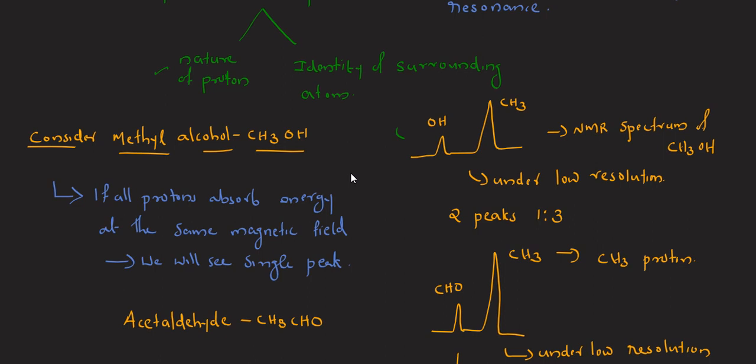Now in nuclear magnetic resonance, we are describing the interaction of the nucleus with the radio frequency region, placed in a magnetic field. It is actually the protons in the nucleus that absorb the radiation and undergo transition. So if all the protons absorb energy at the same magnetic field, then we will see a single peak. However, we can see two distinct peaks in methyl alcohol under low resolution. Then one proton corresponding to OH and one proton corresponding to CH3. We can say it is a CH3 proton.